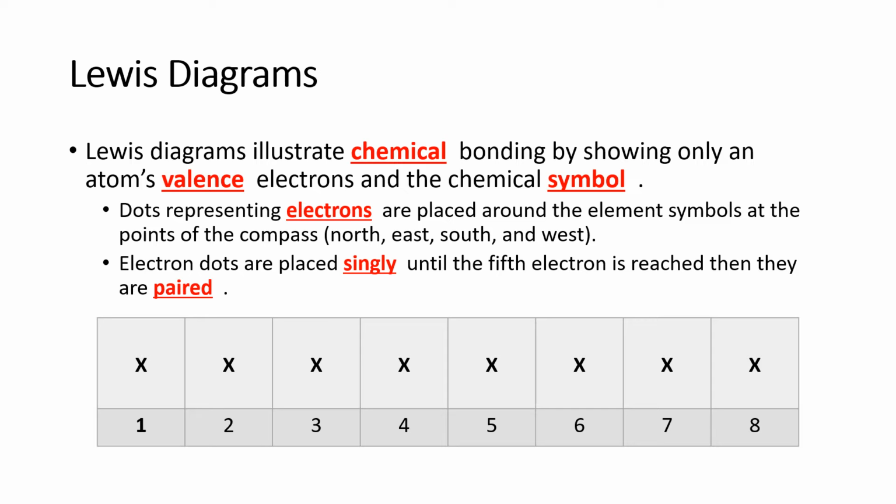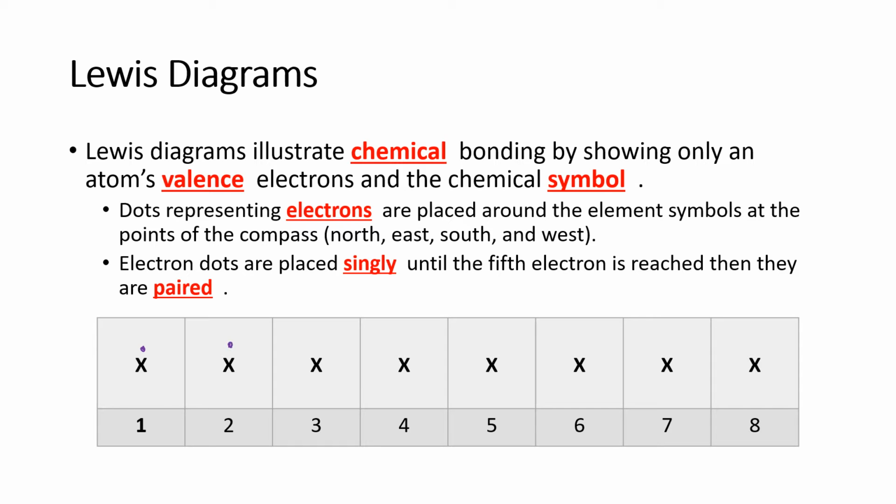So use dots to represent electrons, and you place them around the element symbols at the points of the compass, so north, east, south, and west. And then the electron dots are placed singly, so one at a time, until the fifth electron is reached, and then they become paired. So if you have one valence electron, you have your symbol, and then you have one dot above it.